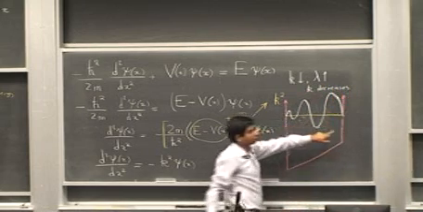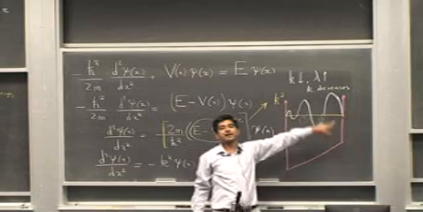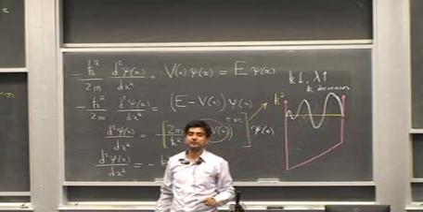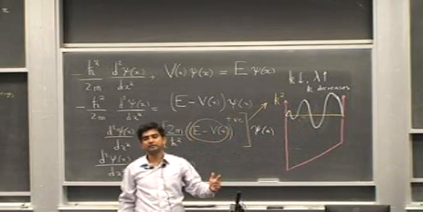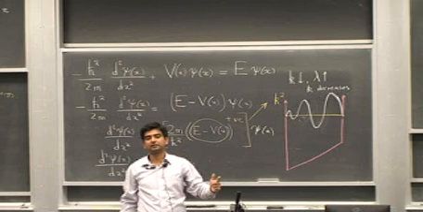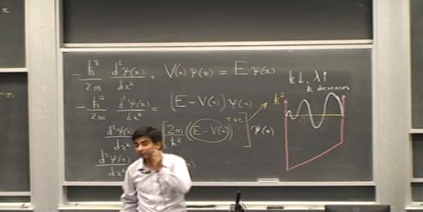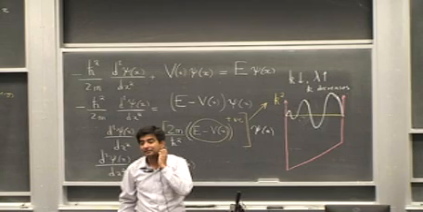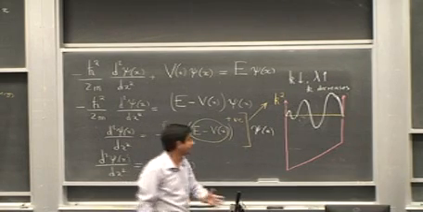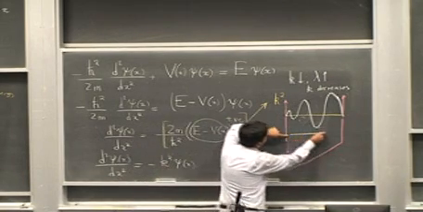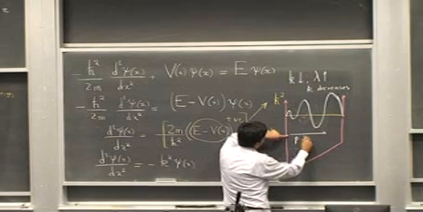as you go from left to right, what's happening to the momentum as you go from left to right? Now tell me, what is happening to the momentum? Decreasing. Okay. So as you go from left to right, P also decreases.